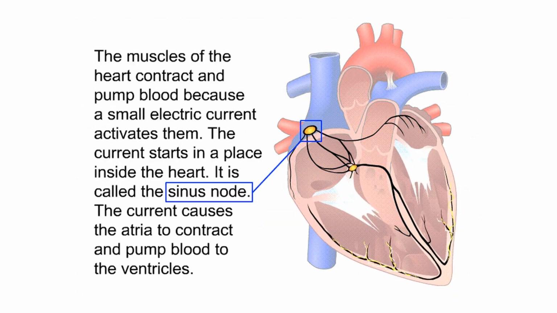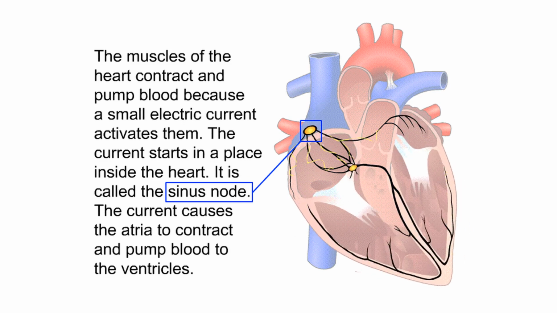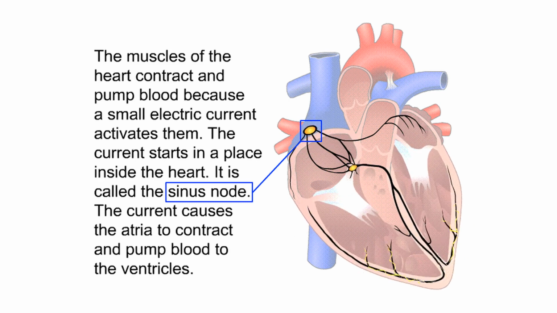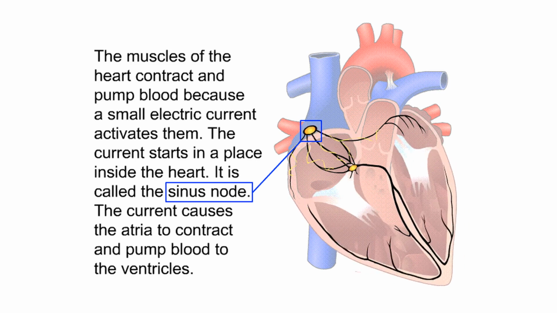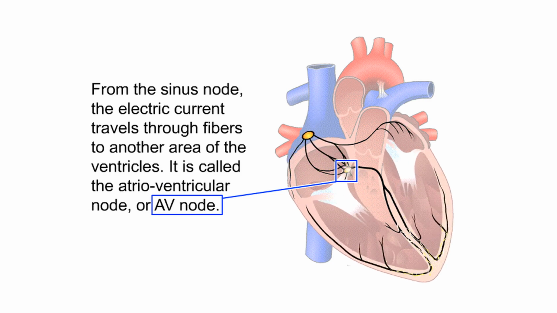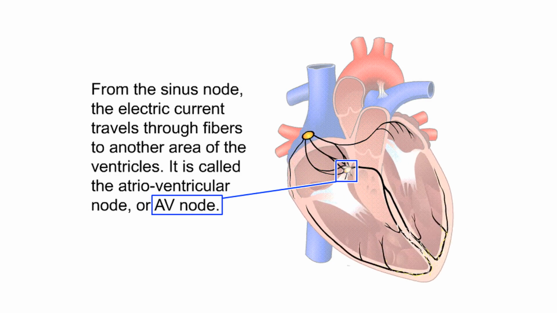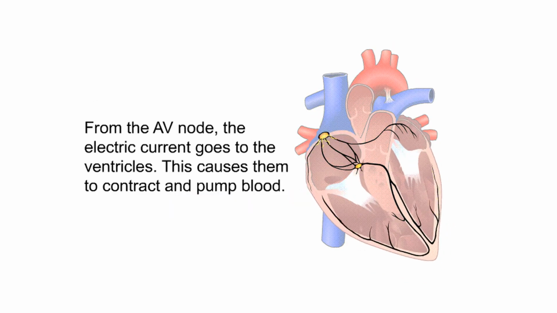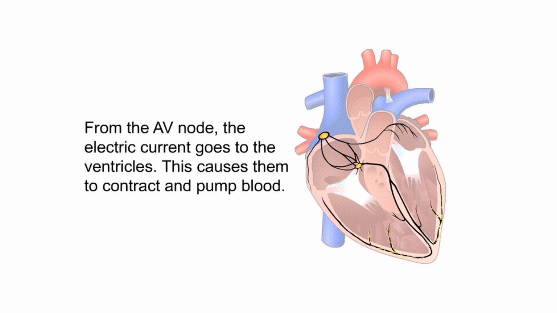The muscles of the heart contract and pump blood because a small electric current activates them. The current starts in a place inside the heart. It is called the sinus node. The current causes the atria to contract and pump blood to the ventricles. From the sinus node, the electric current travels through fibers to another area. It is called the atrioventricular node, or AV node. From the AV node, the electric current goes to the ventricles. This causes them to contract and pump blood.